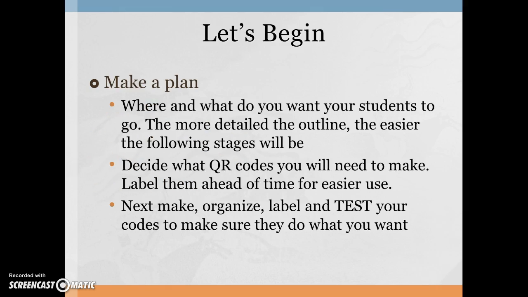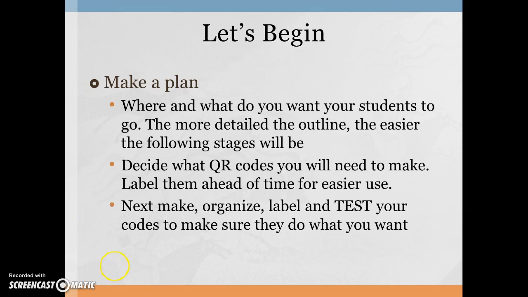The first thing you need to do is make a plan. Where and what do you want your students to go and do? The more detailed your outline, the easier the following stages will be. What you really want to do is walk the course ahead of time and develop ideas of what you want your students to do and where you want them to go. You want to make sure that your students are doing the course and not just copying from other people.